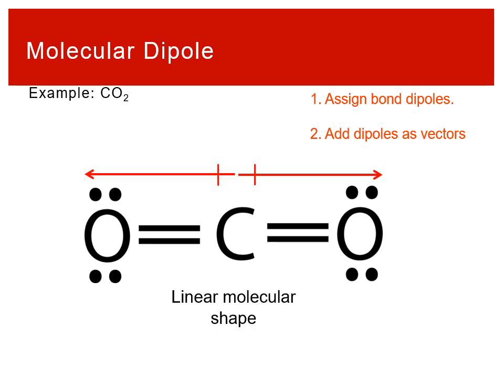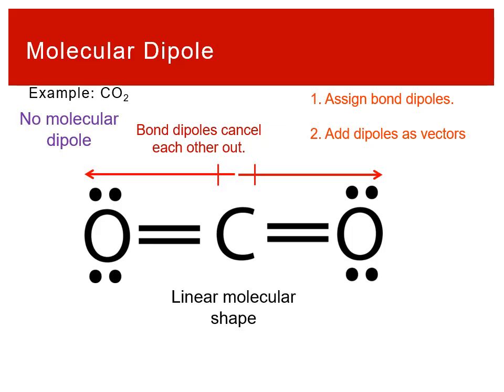And we want to add those dipoles up as vectors. And here we can think of this idea as pulling strings, right? You're pulling one to the left and one to the right, equally strong. They're just going to cancel each other out. So you don't end up pulling in a net change to one side. So there's no molecular dipole, and carbon dioxide is a non-polar molecule. It has polar bonds, but the whole molecule is non-polar.